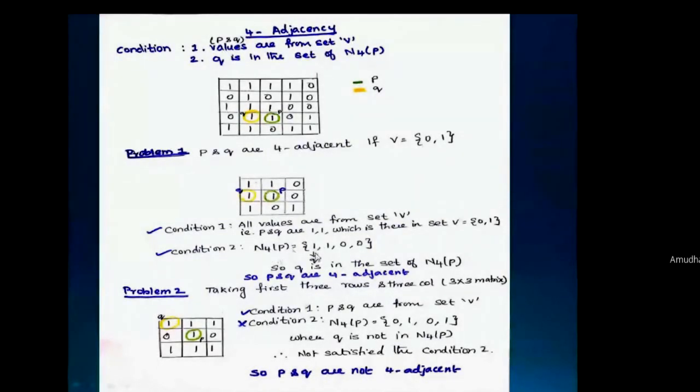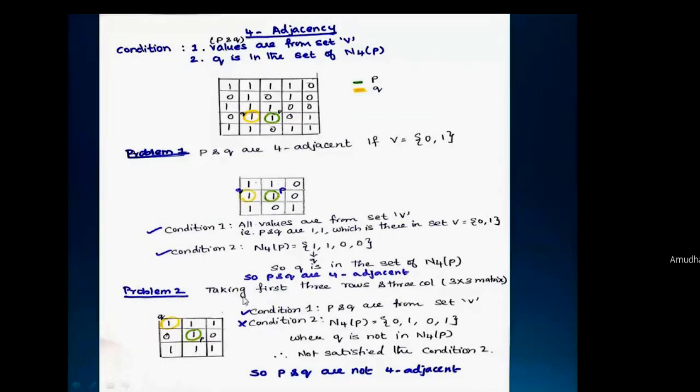N4 of P is 1, 1, 0, 0. So what is this 1? 1 is Q. So Q is in the set of N4 of P. Correct? So the second condition is also satisfied. So P and Q are 4 adjacent.